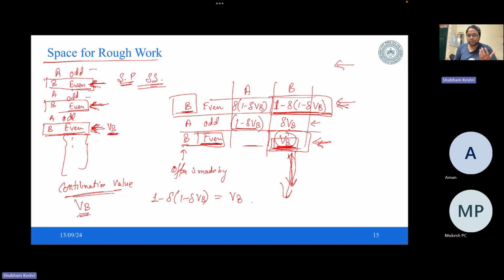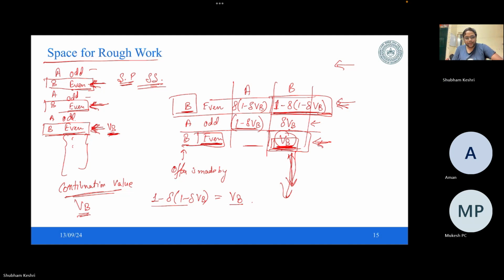It is that value which player B obtains standing at an even stage. He doesn't know which stage it is, but that is the utility he'll get. And that is what we are interested in. We are assuming it to be VB and going to just 2 more stages, because adding 2 more stages to an infinite stage game will not change the number of stages. So we are equating this and this because both are the same due to continuation value.